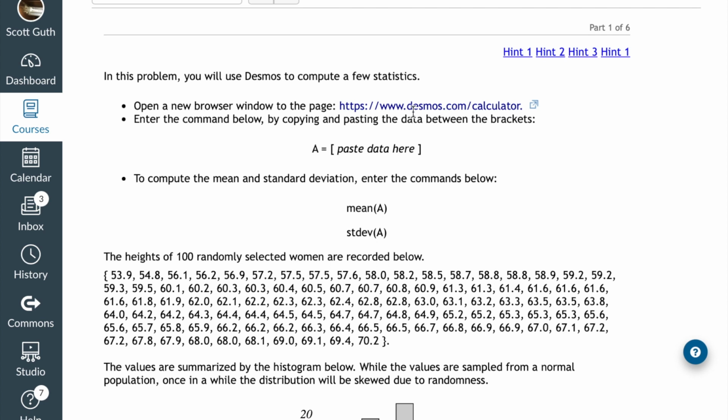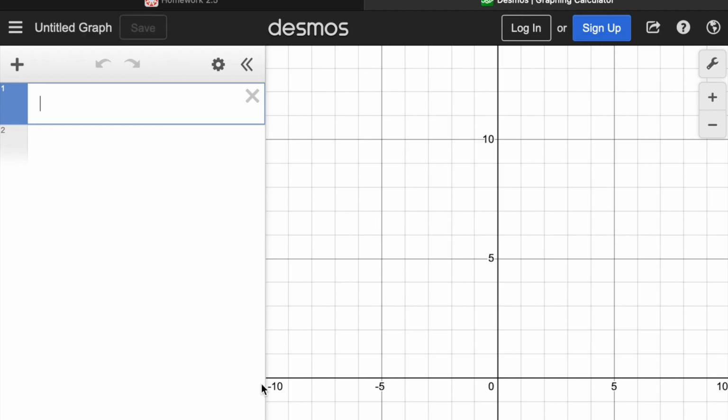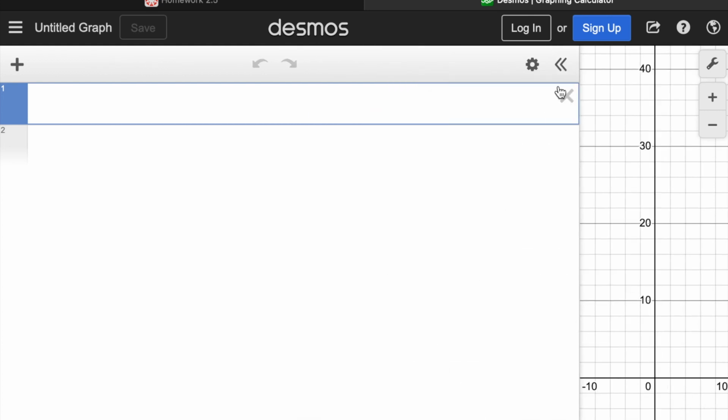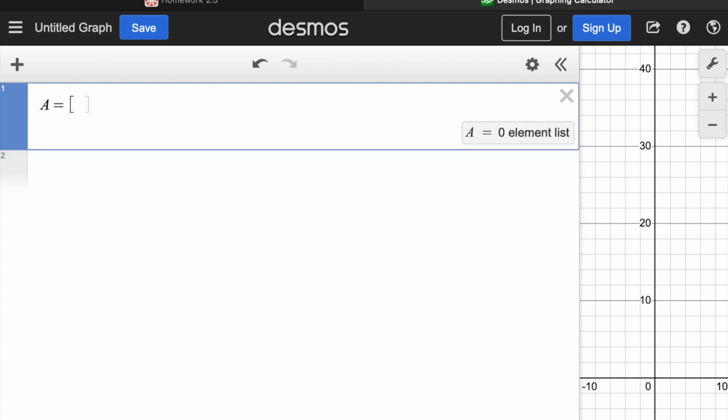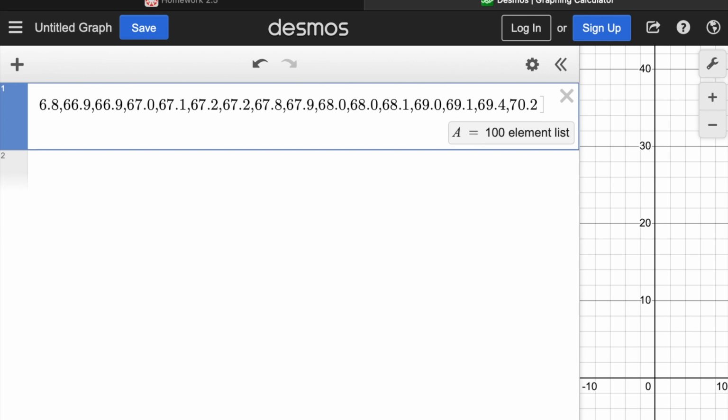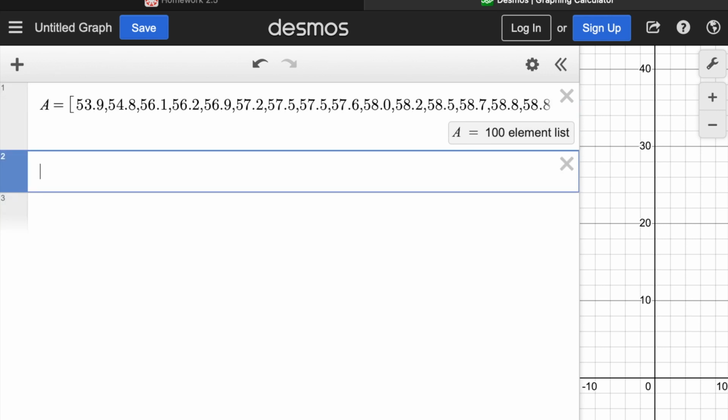Okay, so real quickly here, let me do the copy first. Highlighting these, you do Control C, or Command C on a Mac, to copy. Then open Desmos, and I don't need the graph, so I'll move that out. We just say A equals in brackets, then Command V or Control V to paste these. And that is 100 different values.